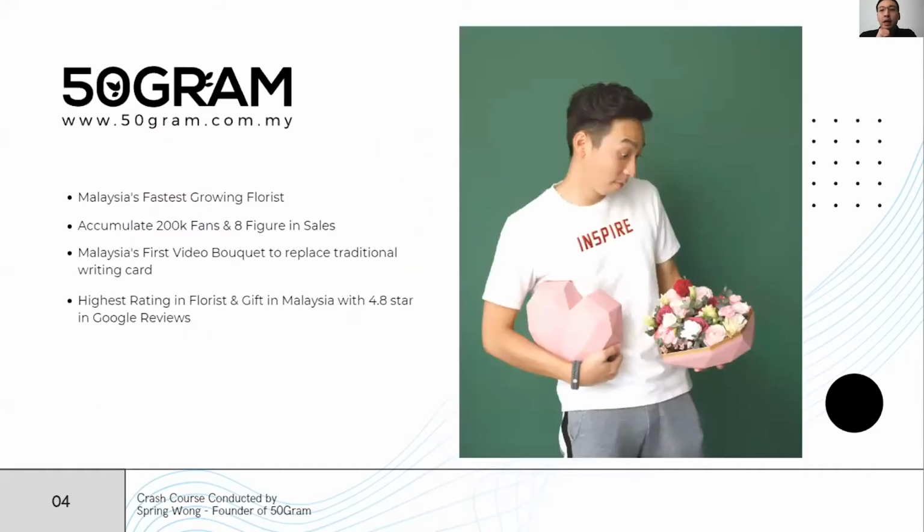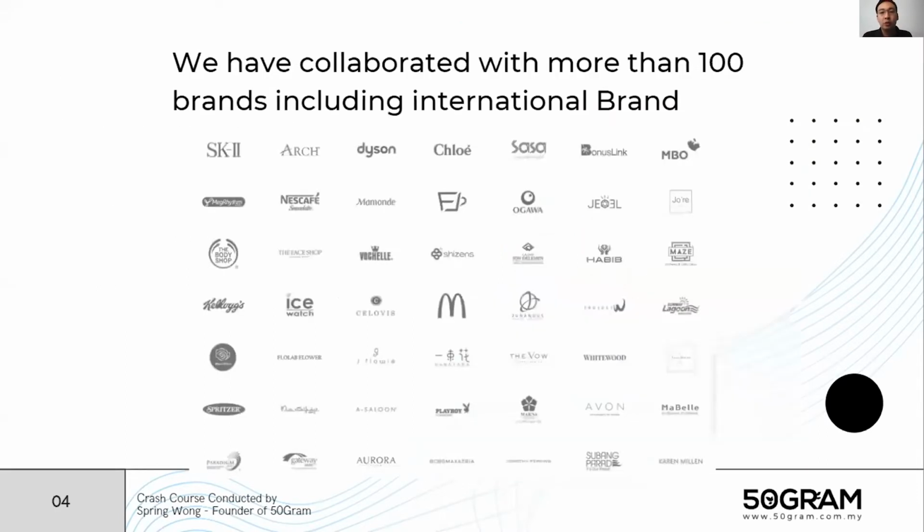If you don't know 50 gram, let me give a very quick introduction. 50 gram is Malaysia's fastest growing florist, and we have accumulated 200K fans on Facebook and Instagram, and 8-figure sales. We are also Malaysia's first video bouquet to replace traditional writing cards. Right now we are the highest rated florist and gift shop in Malaysia with 4.8 stars on Google reviews. We have also collaborated with more than 100 brands, including international brands like Dyson and McDonald's, all of whom are our collaborating partners.